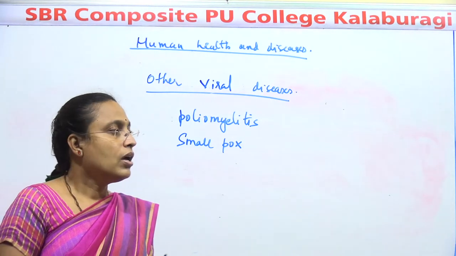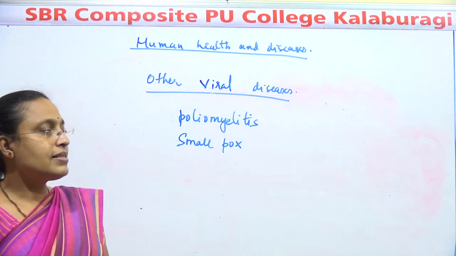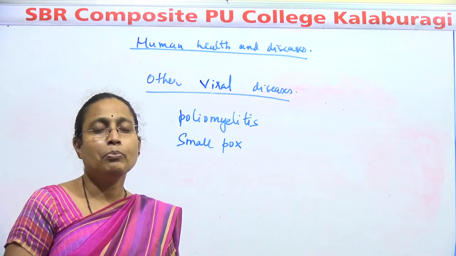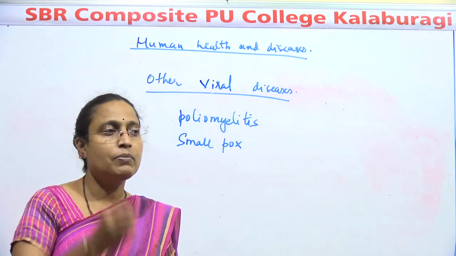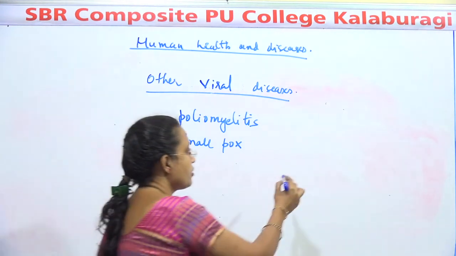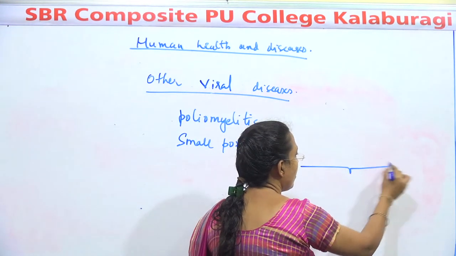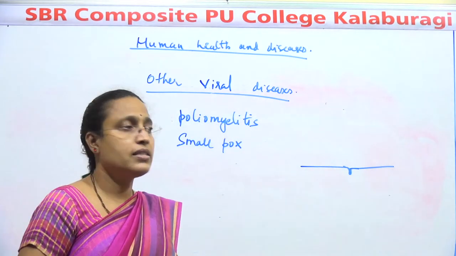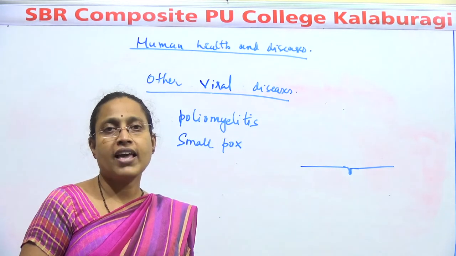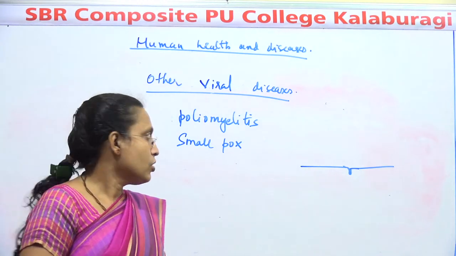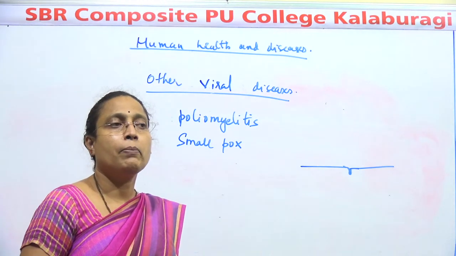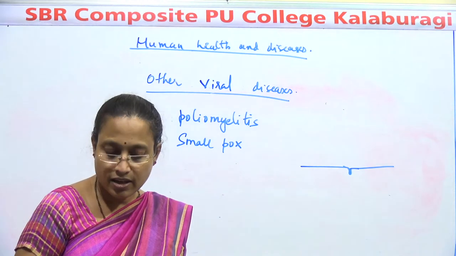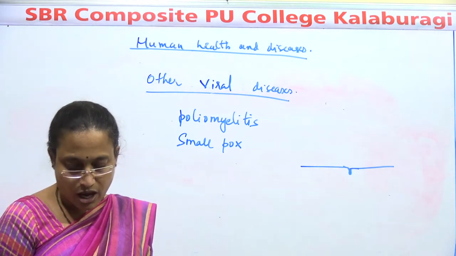So these skin lesions, once they heal, leave a permanent scar on the skin. That means a pit is left on the smooth skin, and especially these will be more on the face region. So skin lesions followed by permanent scars left on the face region. That is about smallpox.